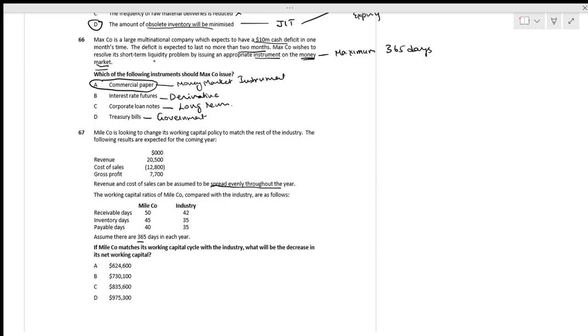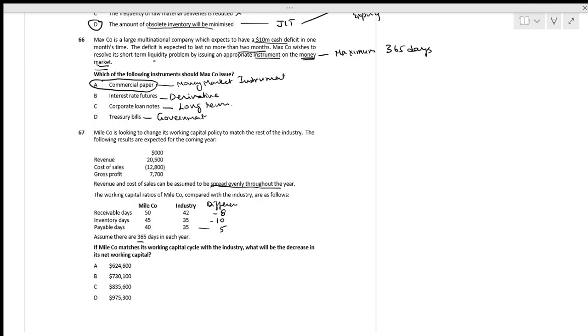Now, what happens? We have to take the difference. What is the difference? The difference is 8, so minus 8. Here, the inventory is 10. Here, it is 5.